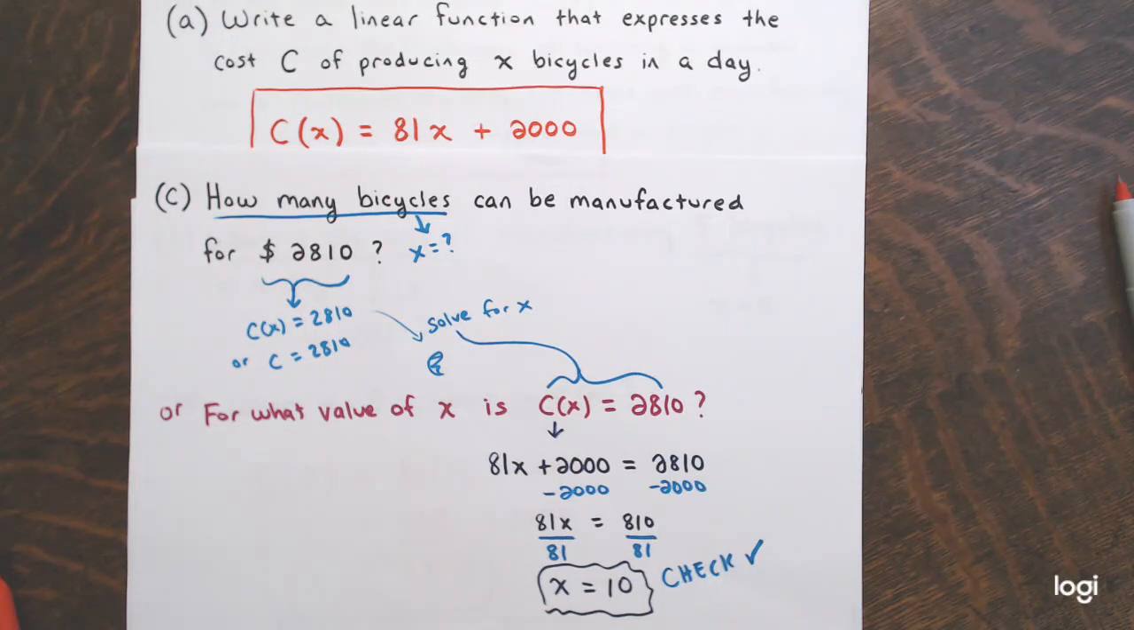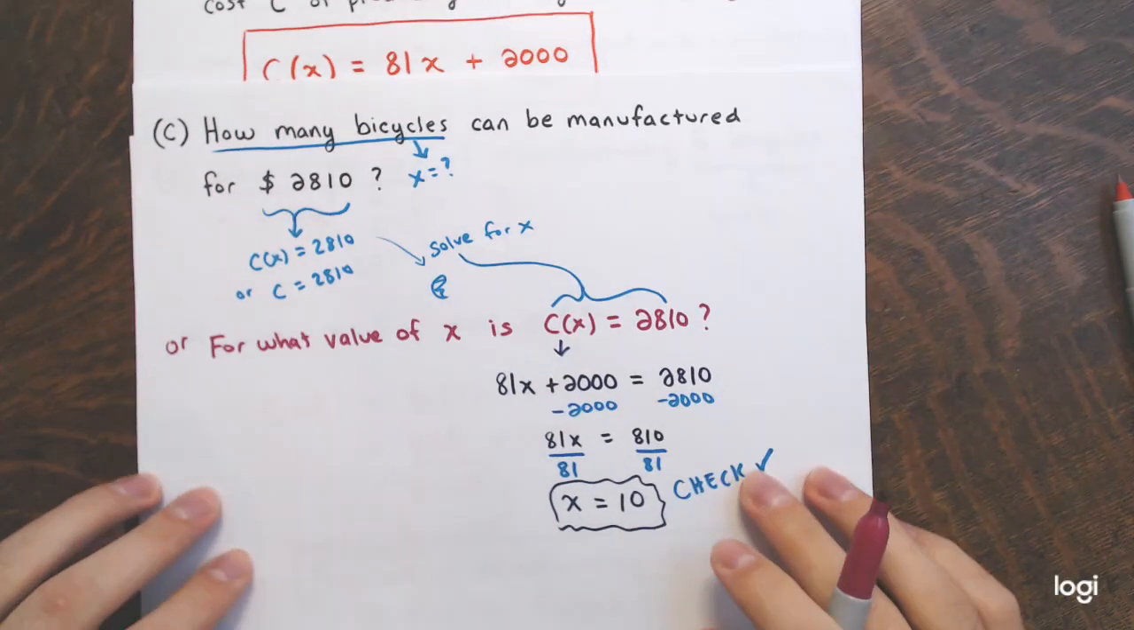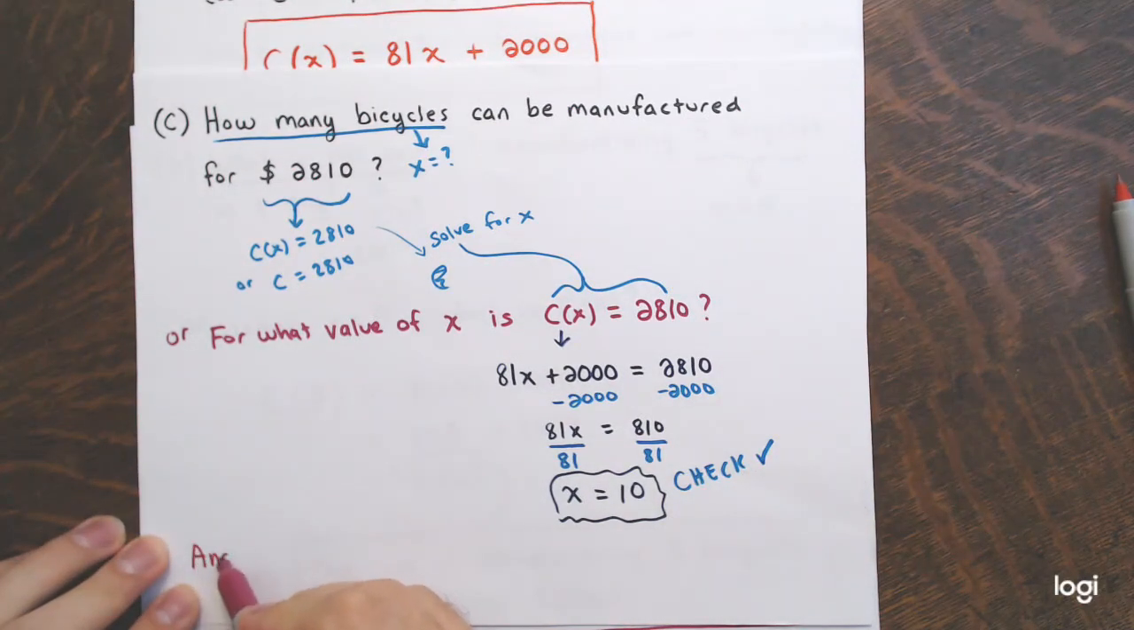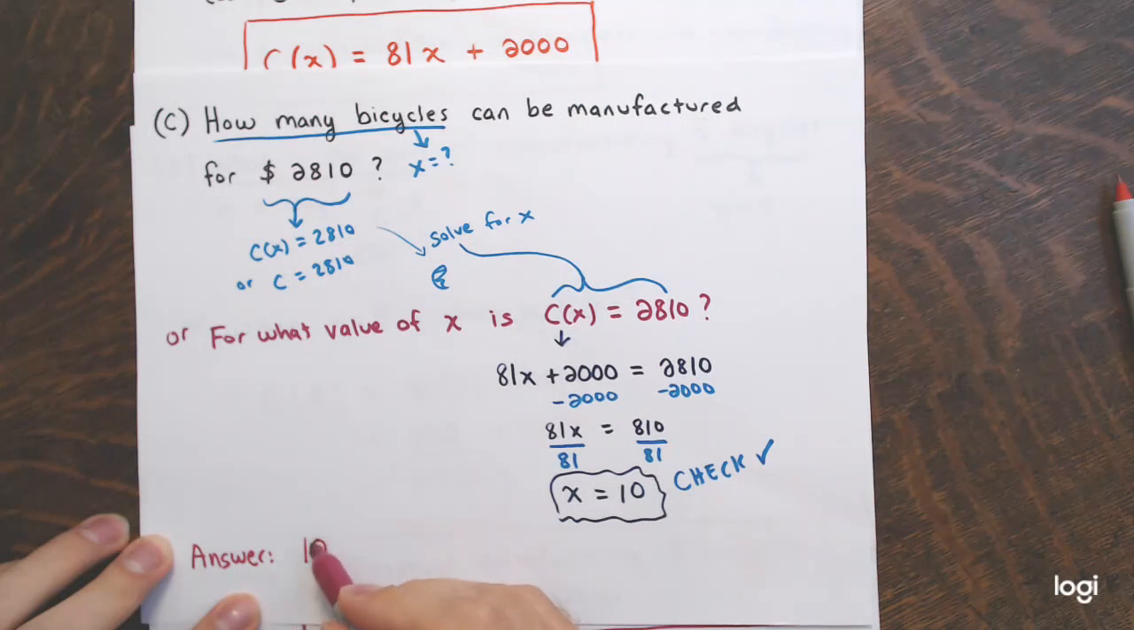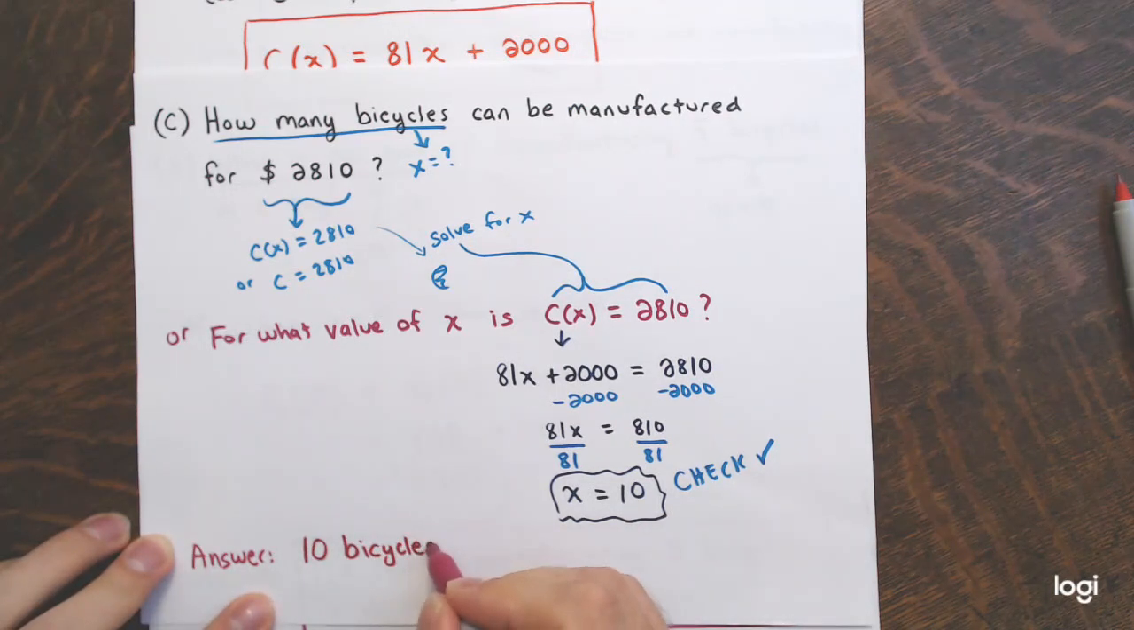All right, so now that I know that 10 is the solution to this equation, how would I answer the question? It's how many bicycles can be manufactured for $2,810. I'm getting x equals 10. Remember, x represents the number of bicycles. So the answer to the question, I would write out, 10 bicycles can be manufactured for $2,810.